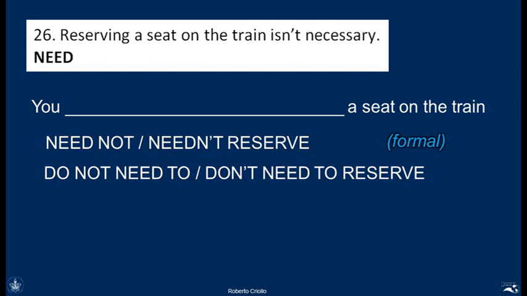But if you want to use the verb need just as a main verb, in this case you would use do not, right? And you need the preposition to. Do not need to, don't need to, and this is informal language, okay? This is the more informal style. You don't need to reserve a seat on the train.